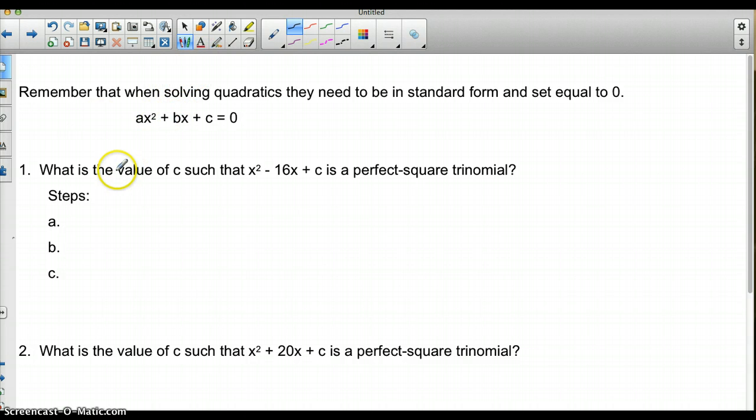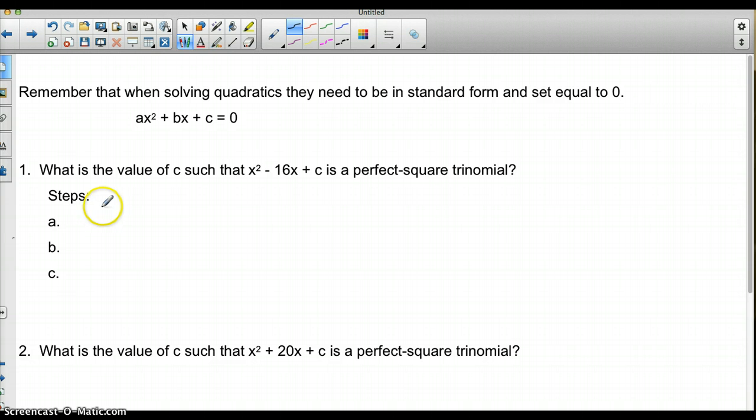So you're going to start seeing questions like, what is the value of c such that x squared minus 16x plus c is a perfect square trinomial? So we want to have a trinomial, remember, which is 3 terms: x squared, negative 16x, plus some number c, and we want it to be a perfect square so that eventually we can factor it.